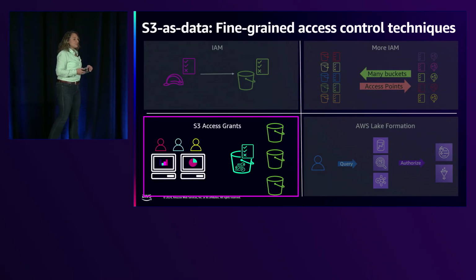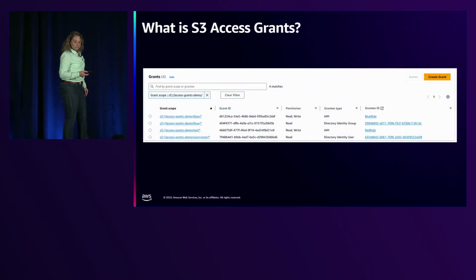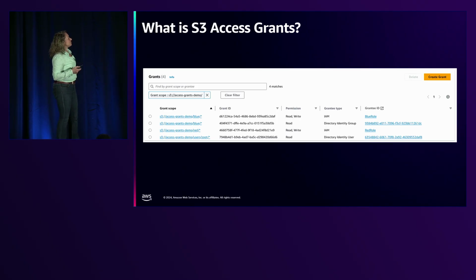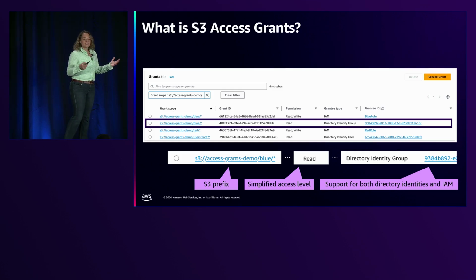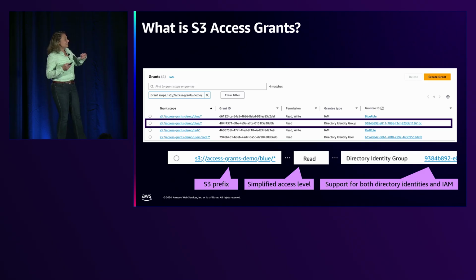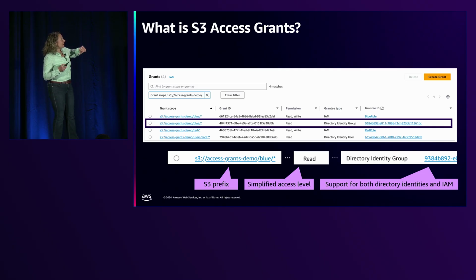So first, let's talk about S3 access grants and what you can do with that and kind of how this solves your many-to-many problem. So I'm showing you an example of S3 access grants because this is the easiest way to understand it. Once you look at these, you'll understand what's going on. The unit of access here is a prefix in S3, so kind of a folder. The levels of access are very simple, just read, write, read, write. So kind of a simplified access level.